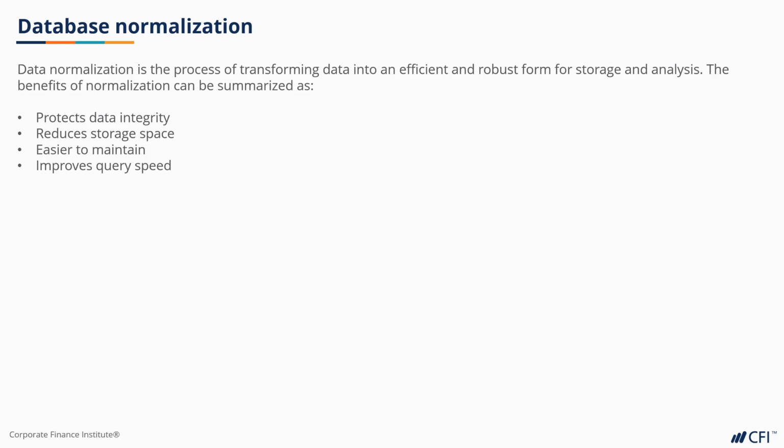Database normalization is a method of storing data which is efficient and robust for storage and analysis. It has 4 key benefits, which is that it protects the integrity of the data. It reduces the amount of space needed to store the data and makes it far easier to maintain. It also makes querying the data far quicker.